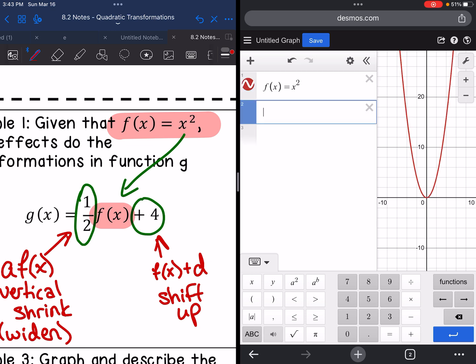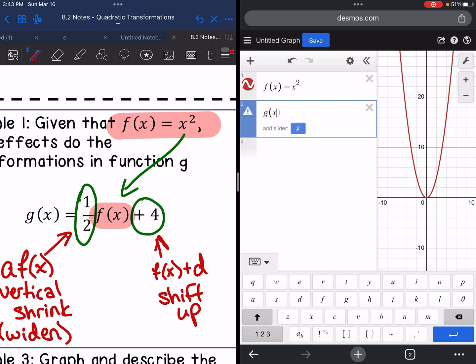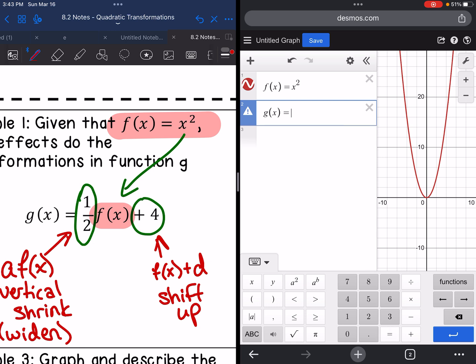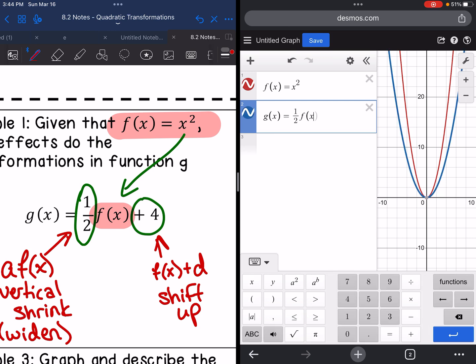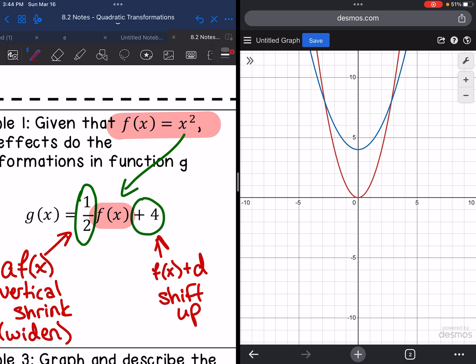And then for line 2, I'm going to type in the new function they gave us, which was g of x equals, and then we had 1/2, and then I need another f of x, so f parentheses x, and then it said plus 4. All right. And so the red line is our parent function. The blue is that new one, that function g.